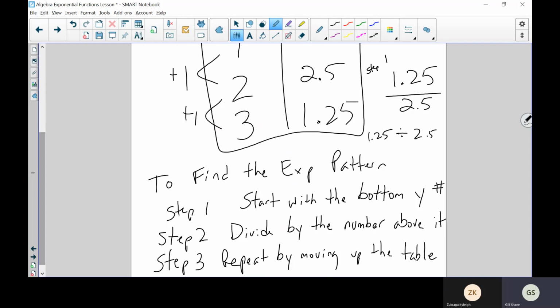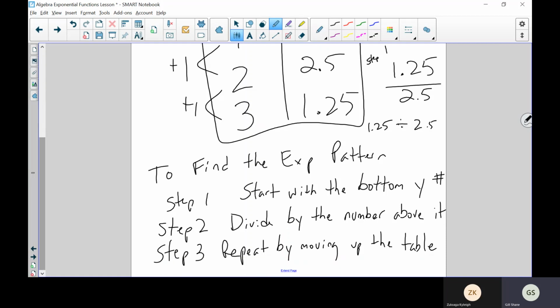So the pattern, and now I'm not done. I can't just do it once. Because remember, there may not be a pattern. If there's no pattern, then it's not linear or exponential. So I got to check to make sure I get 0.5 every single time. And that's what step 3 is. Repeat by moving up the table.